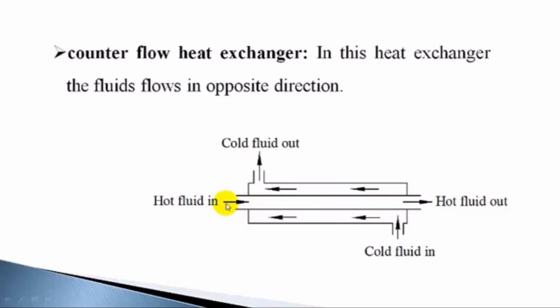In a counterflow heat exchanger, the fluids are flowing in opposite directions while exchanging heat. In this figure, hot fluid is flowing towards right and cold fluid is flowing in the reverse direction. So while flowing through this pipe, it exchanges heat with the cold fluid in the annular space.